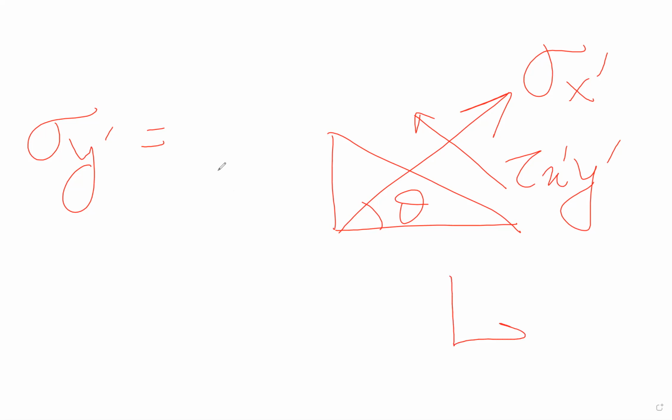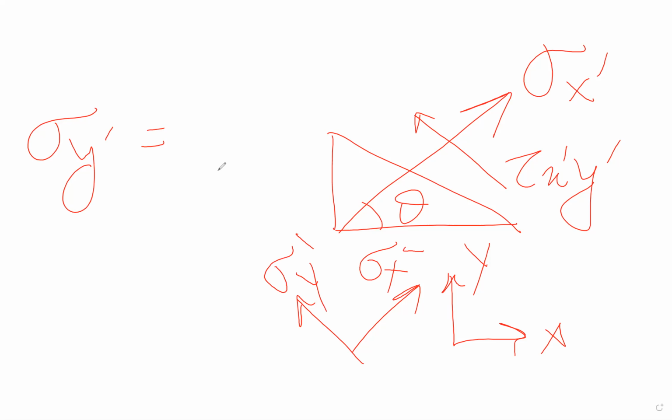If you are taking this as the x-axis and this as the y-axis, where are we placing the y? Just perpendicular to x. Similarly, this is x dash and this is y dash. The stress here is sigma x dash, and the stress here is sigma y dash. If this angle is theta, then what is the relationship between sigma x dash and sigma y dash? What is the angle relationship?